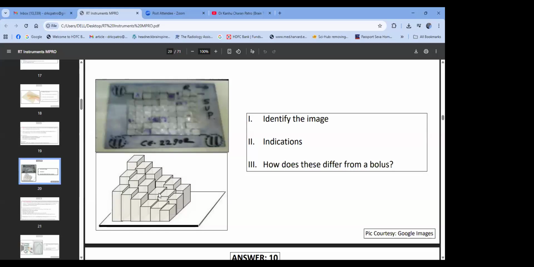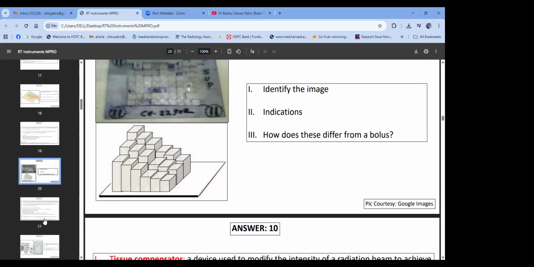Okay. How is it different from bolus? Bolus is a tissue equivalent material that we keep on the skin so that the Dmax will shift towards the skin and skin surface will be evenly covered. On the other hand, compensator is a beam modifying device. So it modifies the beam even before it enters the body and shapes the isodose curve as we want to. Okay.